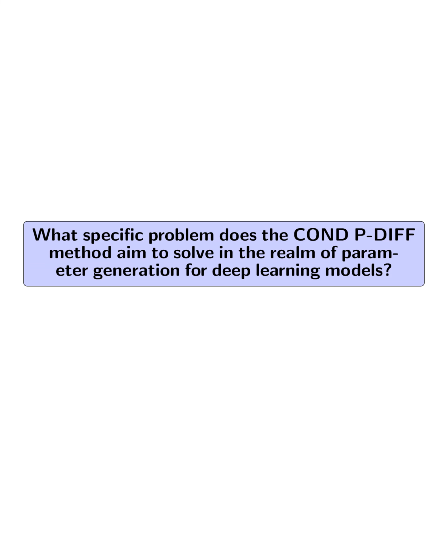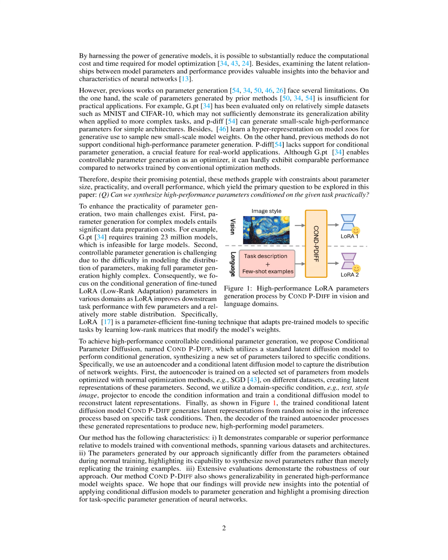What specific problem does the COND P-DIFF method aim to solve in the realm of parameter generation for deep learning models? The COND P-DIFF method aims to solve the problem of synthesizing high-performance model parameters conditioned on specific tasks in a practical manner. Previous methods in parameter generation faced limitations such as insufficient parameter scale for complex applications and a lack of support for conditional high-performance parameter generation.